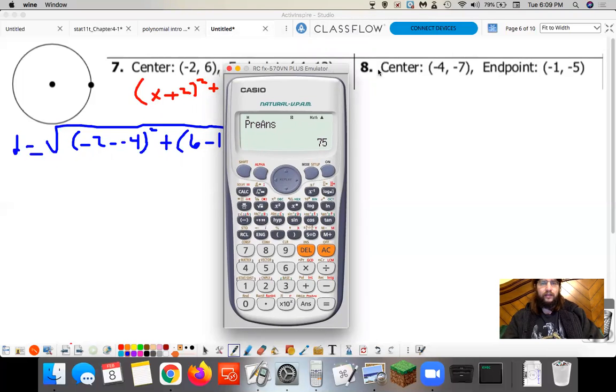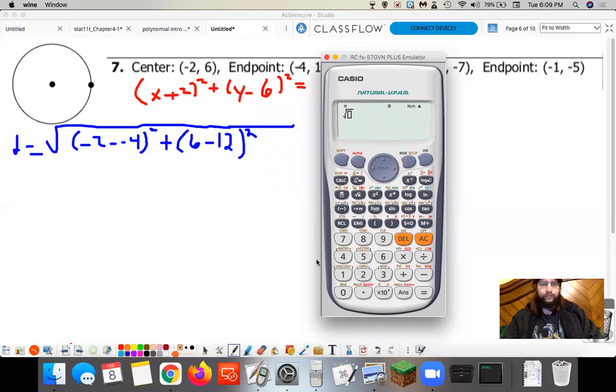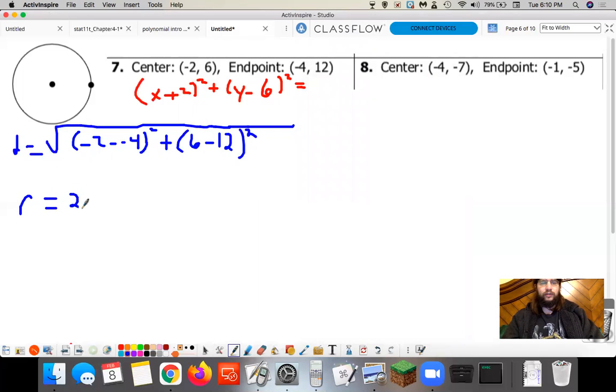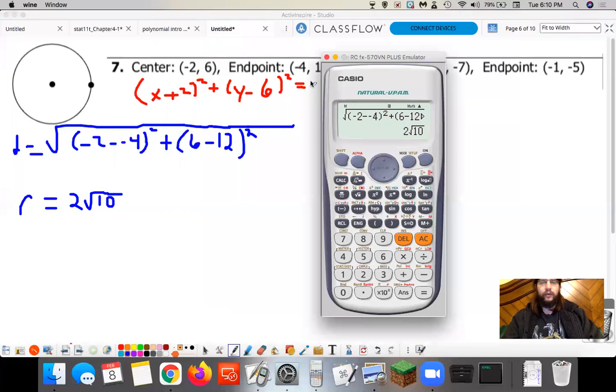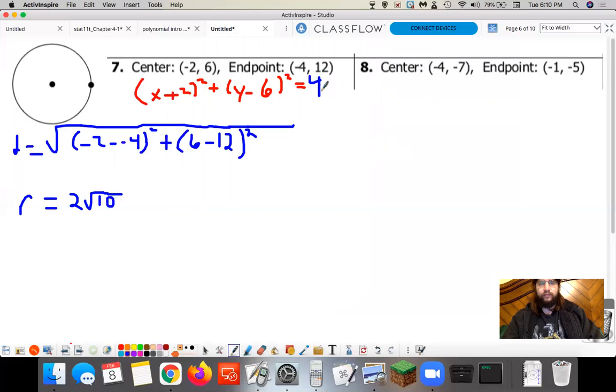So let's type this in the calculator and see what it spits out. (-2 minus -4) squared plus (6 minus 12) squared, and it's 2 square roots of 10. Whatever. Do we care? Not really. What are we interested in? r is 2 square roots of 10, but that's not what we need, is it? In order to get the equation, we need r squared, so we just square that, and we get 40. Boom.